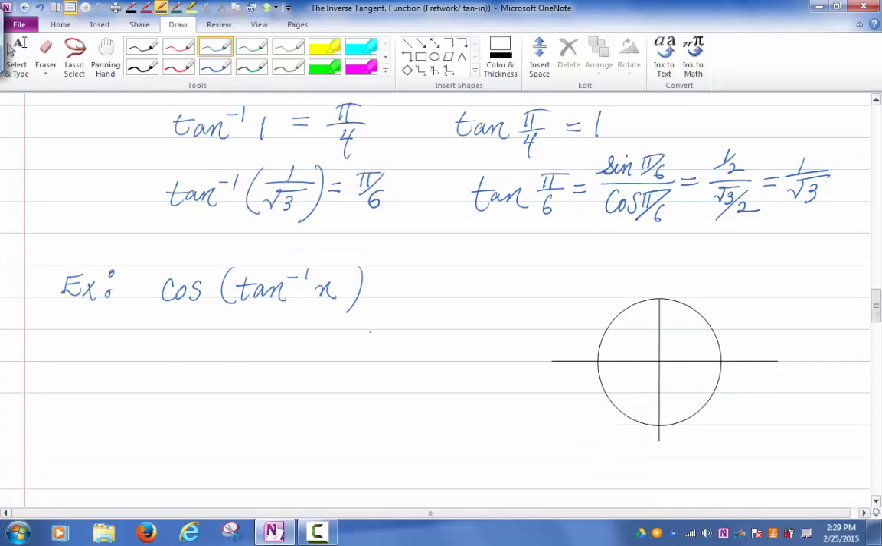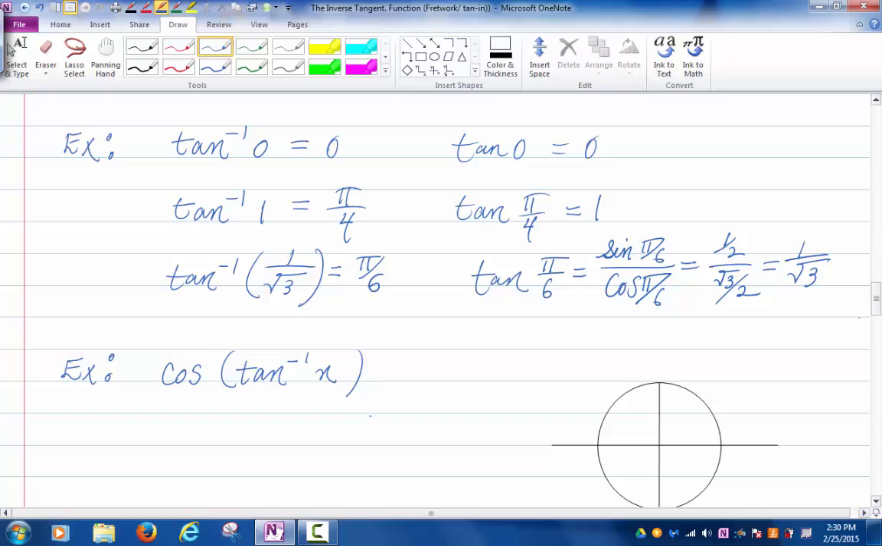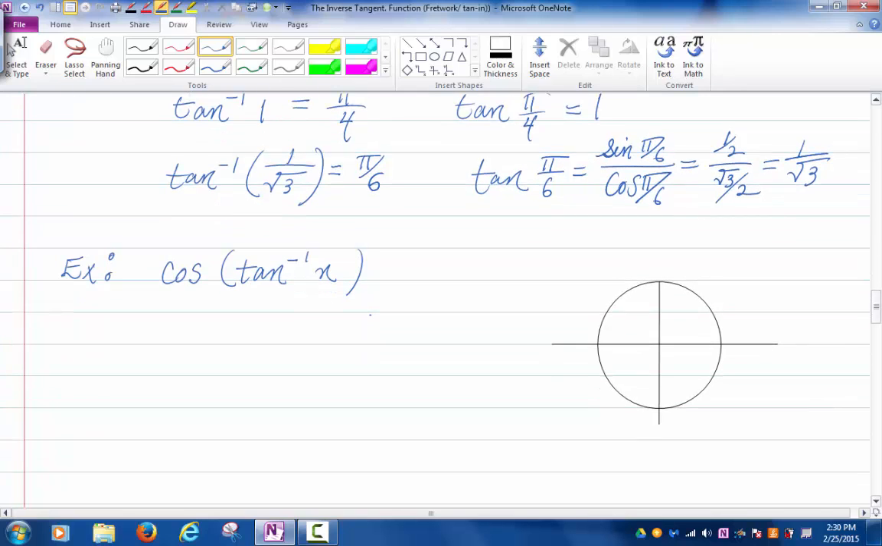What is cosine of tangent inverse of x? Now let me tell you this. If you understand every single item that we went over on the sine inverse function, then you should have no trouble going over every single item in the handout for tangent inverse. We are not doing anything much different. If you look at the two handouts, you'll see that I have the same problems for both functions. What is cosine of tangent inverse of x? I am looking for an answer in terms of x only.